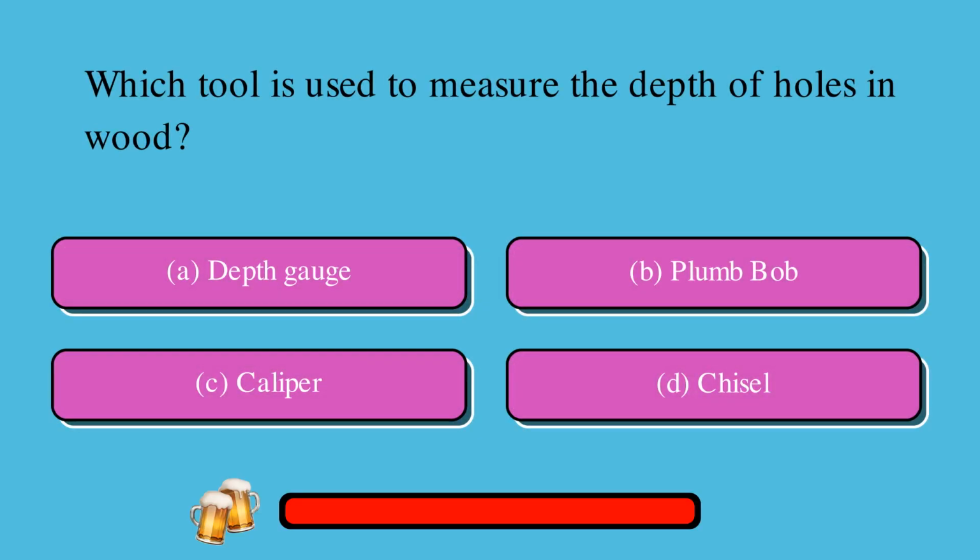Which tool is used to measure the depth of holes in wood? Is it A. Depth gauge, or B. Plumb bob, or C. Caliper, or D. Chisel? The correct answer is A. Depth gauge.